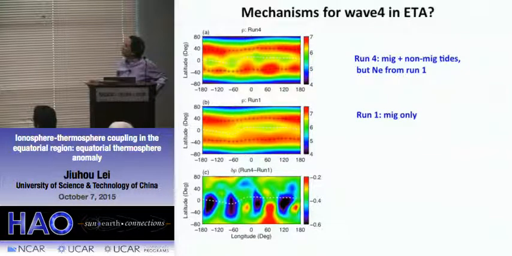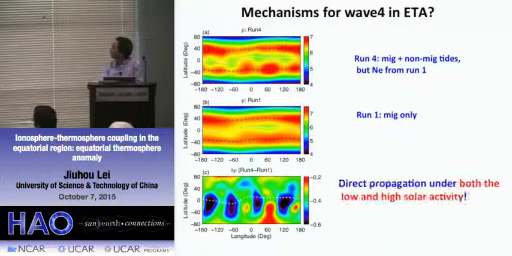Again, we can see this wave number 4 still in the neutral density or neutral temperature. That tells us it's not through the ion-neutral coupling for this solar maximum condition, and the same as solar minimum condition. So direct propagation of the non-migrating tide from the low atmosphere propagates upward and causes this crest and trough change. And even if you didn't see the difference between the crest and the trough.